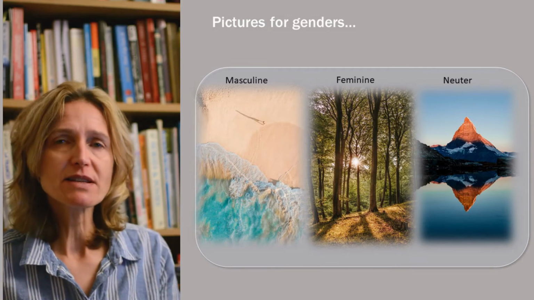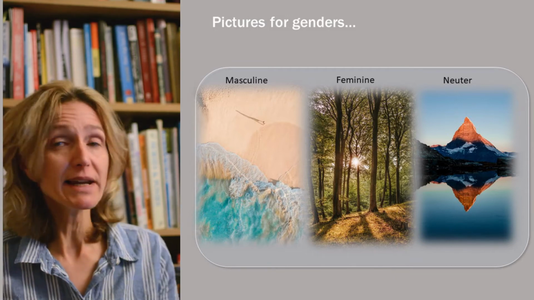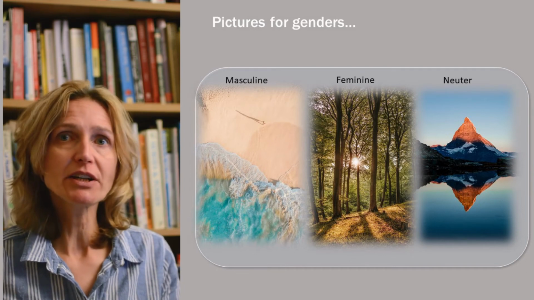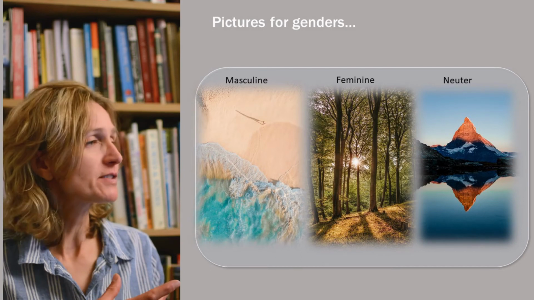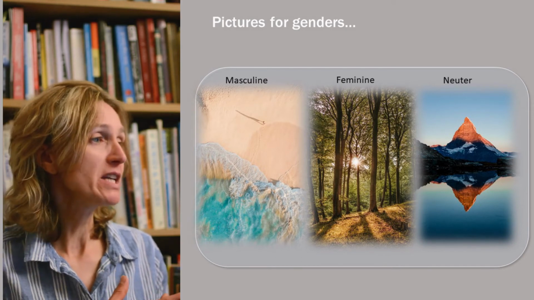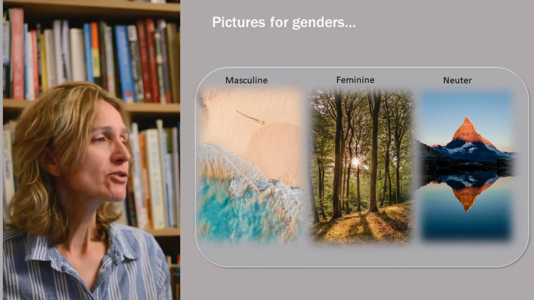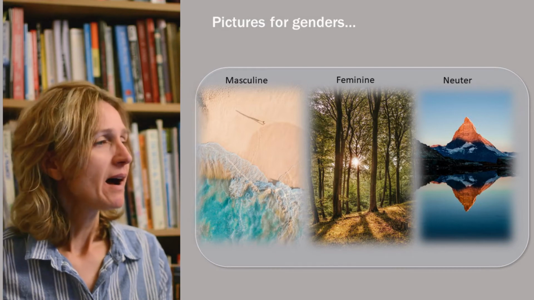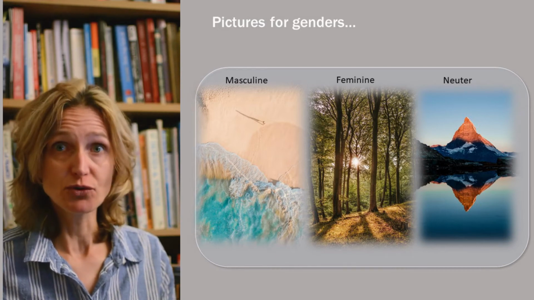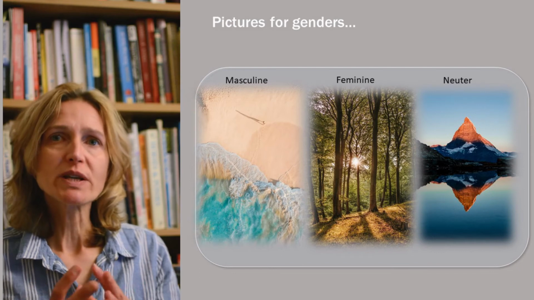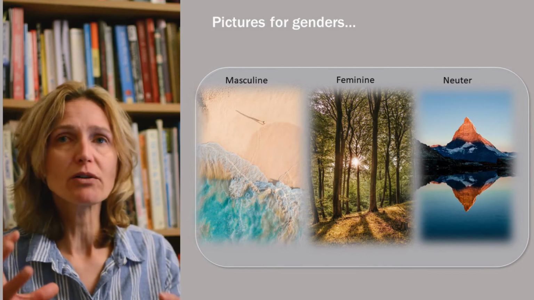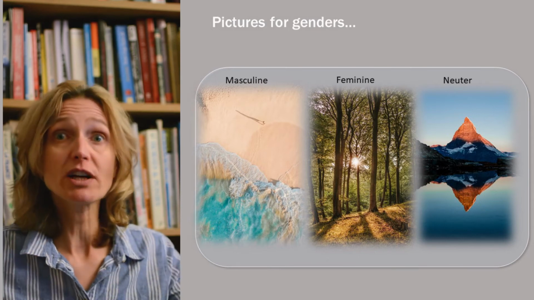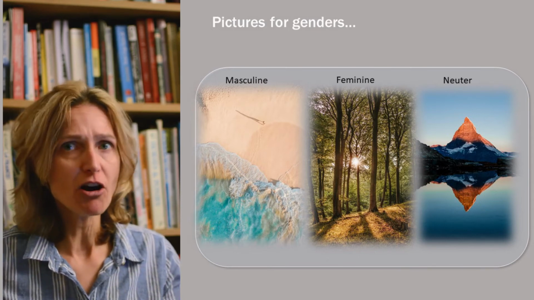So the idea is that you're going to pick 3 completely arbitrary pictures, and you're going to give each one a gender. So for example, like I've done, the picture of a beach is masculine, picture of a forest is feminine, and picture of a mountain is neuter. So what you would do is, you'd either have this picture electronically stored somewhere on the computer, etc., or you'd actually print it out and you might enlarge it.